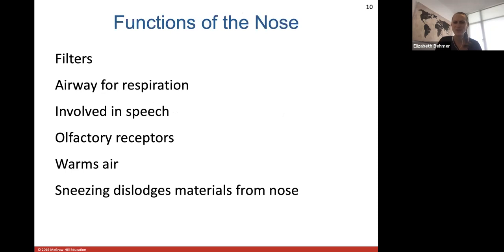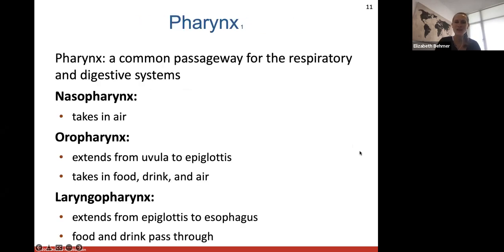The nose itself helps to filter air, provides an airway for respiration. It's involved in speech, so that if you're sick and your nose is really congested, that'll affect how your speech sounds. There are olfactory receptors in the nose for smelling. It helps to warm the air, and then sneezing will dislodge material from the nose if your body's trying to get rid of something. The pharynx then is the common passageway for both respiratory and digestive systems.